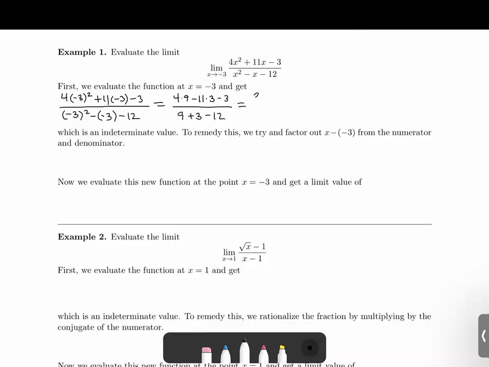So my top I have 4 times 9 minus 11 times 3 minus 3, over 9 plus 3 minus 12. My numerator, I get 36 minus 33 minus 3, over. And I'm going to go ahead and add because we do addition and subtraction left to right. So now 12 minus 12. So now my top, 36 minus 33 is 3, and 3 minus 3 is 0. And in my denominator, 12 minus 12 is 0. And this 0 over 0 is what we call an indeterminate value.